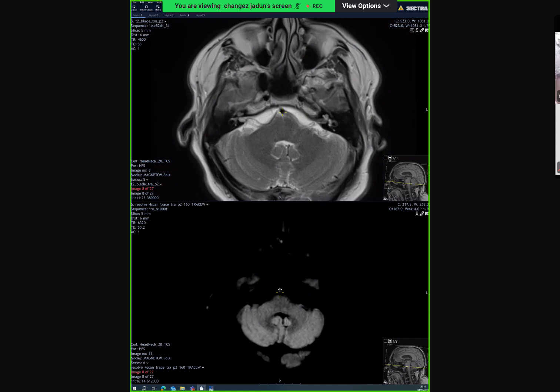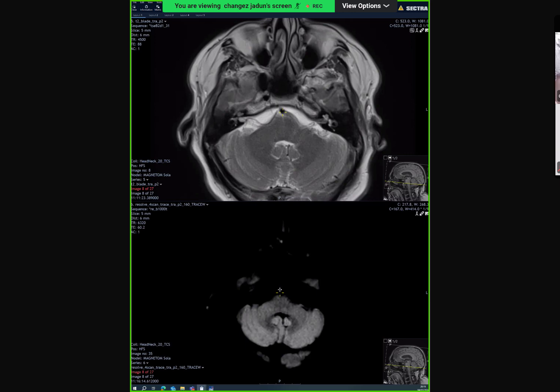embolic. Third, atherosclerotic. You can have vertebral origin stenosis leading to vertebral occlusion. So three things you want to rule out. Atherosclerotic stenosis leading to occlusion, embolic coming from the heart, getting thrombus lodged and occluding the vessel, and the third is a dissection.